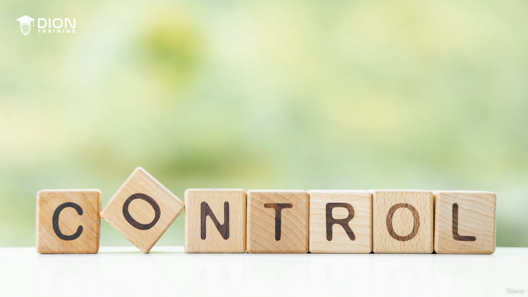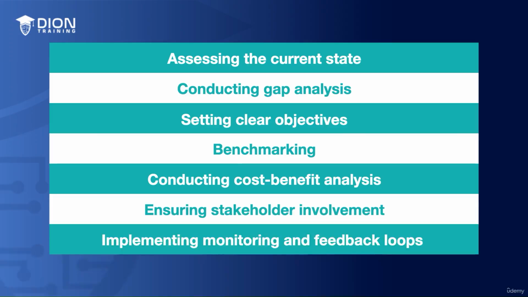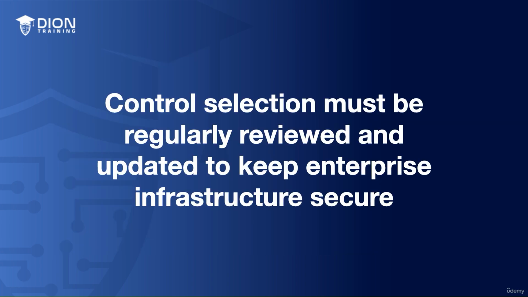So remember, a control is a measure or safeguard that's implemented to mitigate potential risks and protect an organization's assets. Selecting effective controls will ensure that we can prevent breaches and minimize vulnerabilities while ensuring our resources are being utilized efficiently. To select your controls, you should use a structured methodology like the basic methodology I presented that includes an assessment of the current state, a gap analysis, clear objectives, benchmarking, a cost-benefit analysis, stakeholder involvement, and monitoring and feedback loops. Also, control selection is not going to be a one-time event, but instead it's something that we need to practice time and time again, and I recommend that you do this either annually or quarterly based on your business to ensure your enterprise infrastructure remains secure.